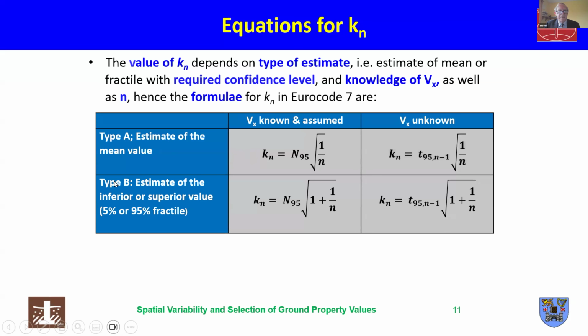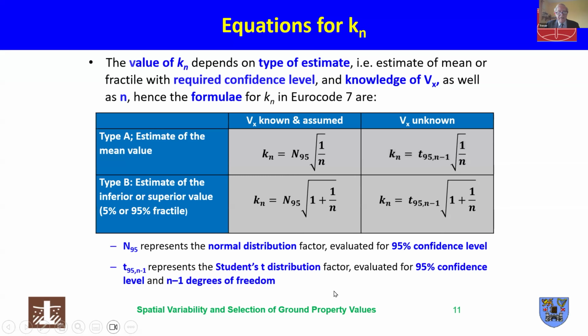And then when you're looking at the estimate of the fractile, type B, the inferior or superior values, in other words, the 5% or 95% fractiles, Kn is n95 times the square root of 1 plus 1 over n, or Kn, when Vx is unknown, is t95, n minus 1, times the square root of 1 plus 1 over n. And n95 is the normal distribution factor for 95% confidence level, and t95, n minus 1 is a Student's t distribution factor evaluated for 95% confidence and n minus 1 degrees of freedom.